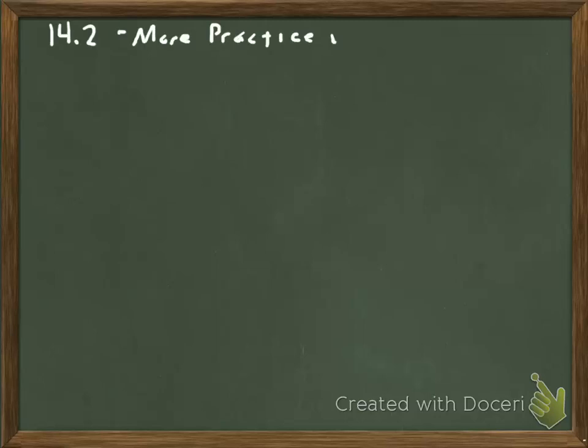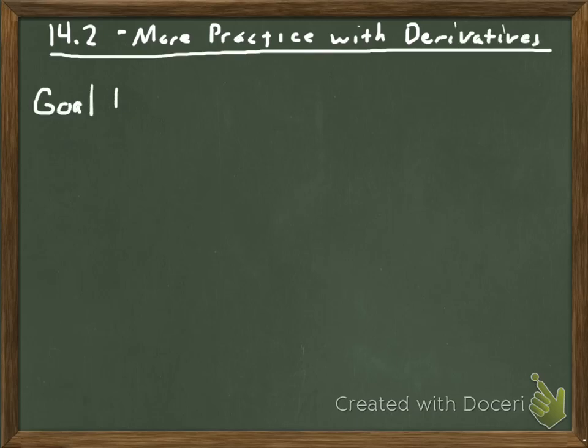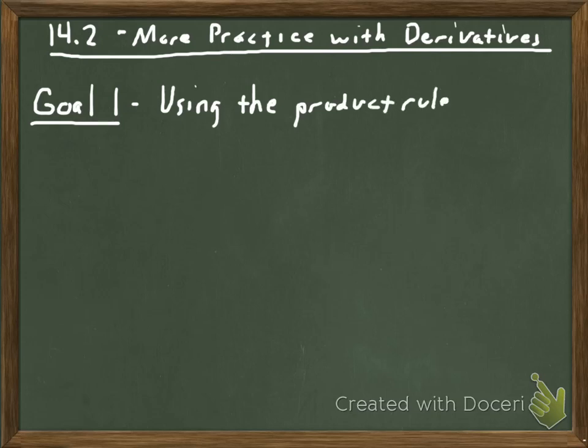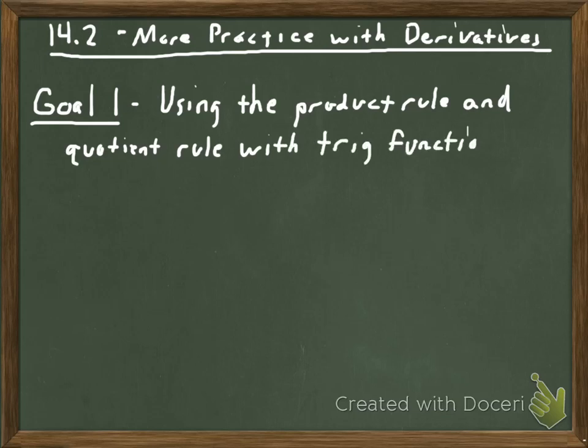Hey everybody, welcome back. We've been learning how to find derivatives of trigonometric functions and how to apply the chain rule and so forth with those derivatives. In section 14.2 to start off, we're going to be using the product rule and quotient rule along with trig functions. And we're going to reintroduce some of those functions back from chapter 7 that we learned to find the derivatives of e to the x and the natural log of x.